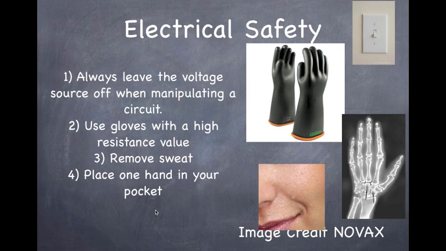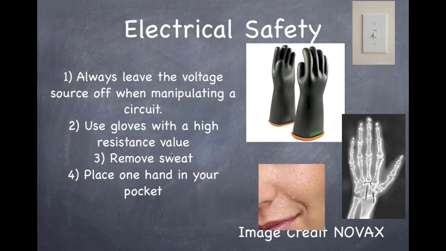So you have electrical safety. Some things to do whenever you're working with electricity to help keep yourself safe: number one, always leave the voltage source off when manipulating the circuit. So go turn the circuit breaker off, remove the battery, unplug the device, whatever you need to do. That removes the voltage source. Number two, you can wear gloves with high resistance. These right here are very, very high resistant gloves. They're a very thick form of vulcanized rubber that does not transmit electricity very well.